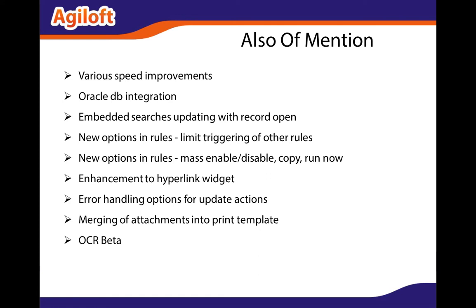The hyperlink widget for home pages has some new options to make it more customizable. Update actions can be set to not trigger an error if the update fails for any reason. Attachments can be merged into print templates, and we have a beta for a built-in OCR on Windows machines.